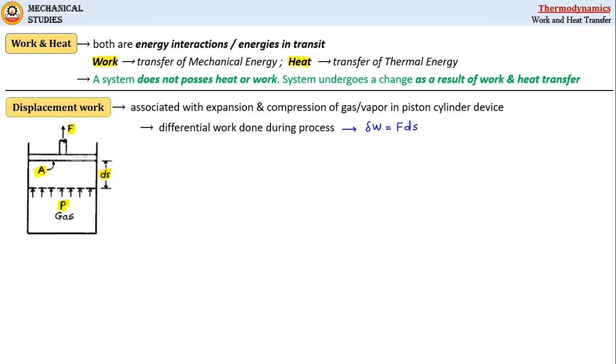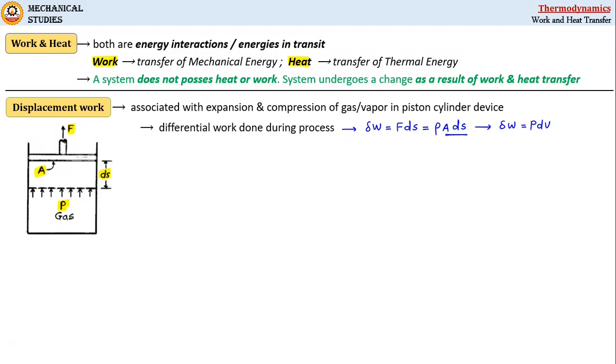Now here force F can be written as pressure into area, as pressure is force upon area. So this force will be equal to pressure into area and the remaining term displacement. Now here area into displacement, A into ds, will be the change in volume dV. So we can write differential work del W equal to pressure P into change in volume dV.